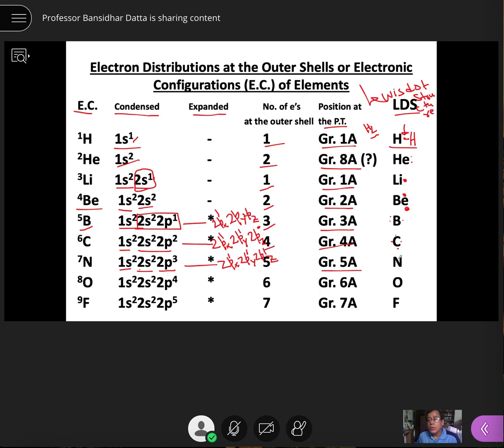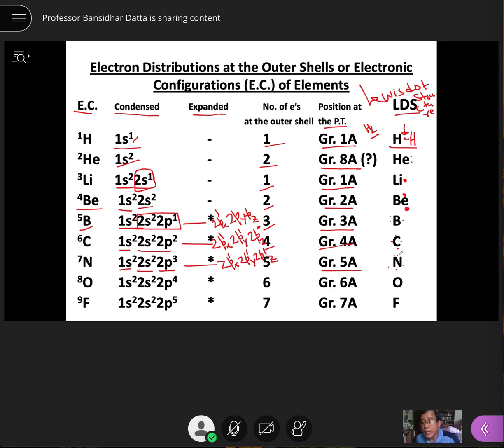And now you write the Lewis dot structure. Please pay attention, very important here. These 2 electrons, the 2 dots right on the top, belong to 2s2 because they are spin paired. The other 3 are not: 1, 2, and 3. And these 3 are 2px1, 2py1, 2pz1.